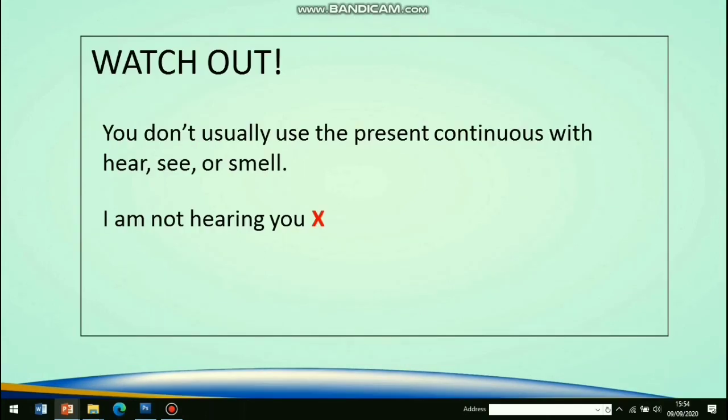Next, you have to remember, these are other state verbs that we don't usually use in the present continuous, such as hear, see, or smell. I'm not hearing you. This is false. You can say, I can't hear you.